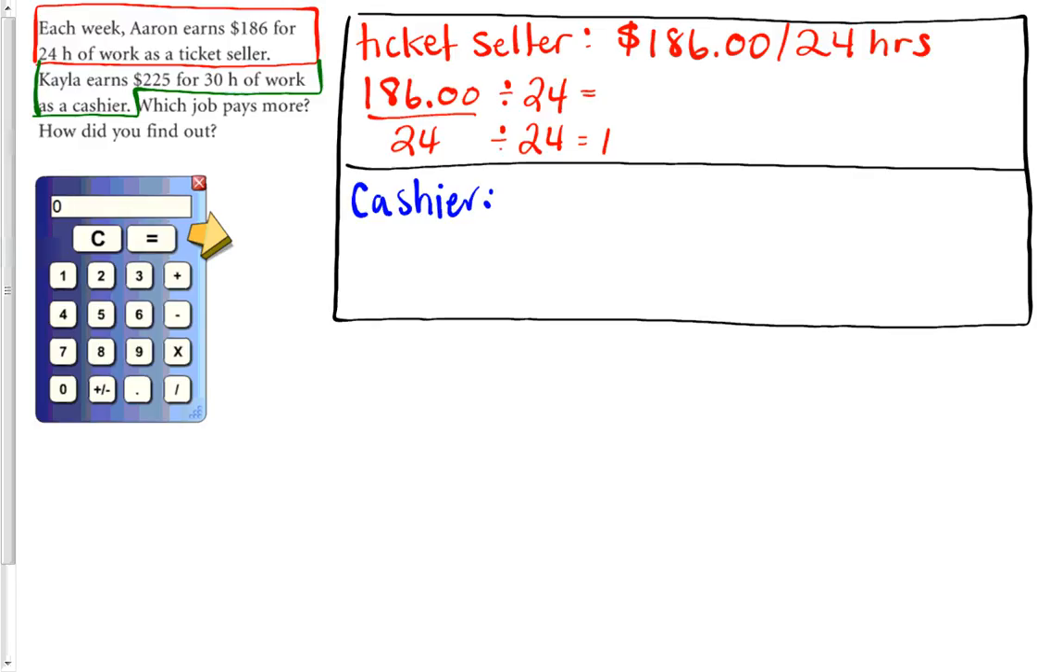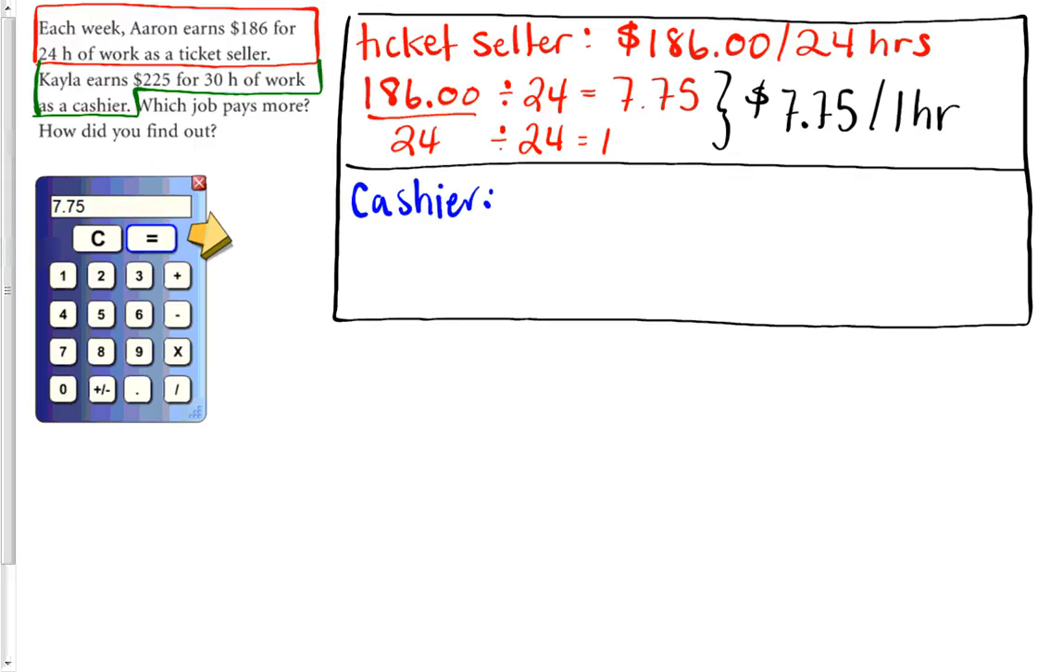Over to my calculator, 186 divided by 24 equals 7.75. Okay, so 7.75. So what that means is that as a ticket seller, Aaron is earning $7.75 per 1 hour of work. Let's find out what our cashier makes.